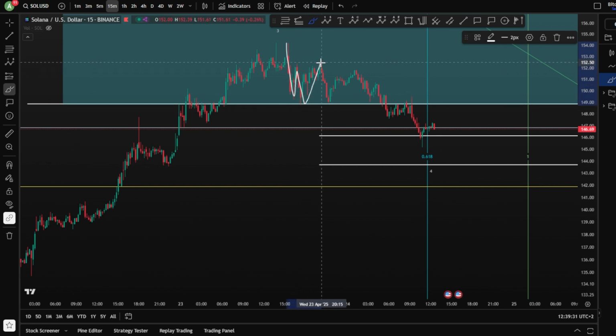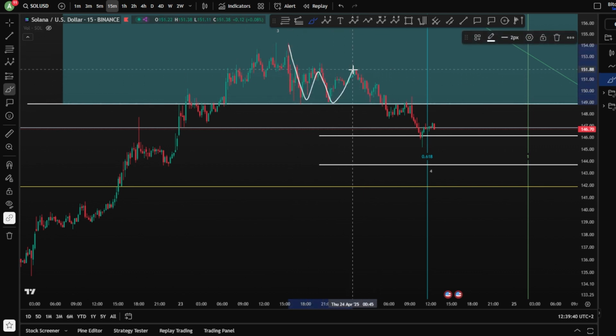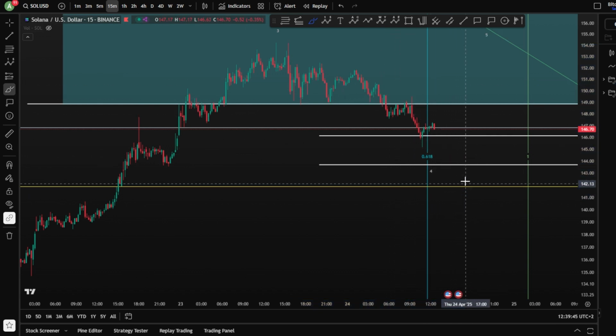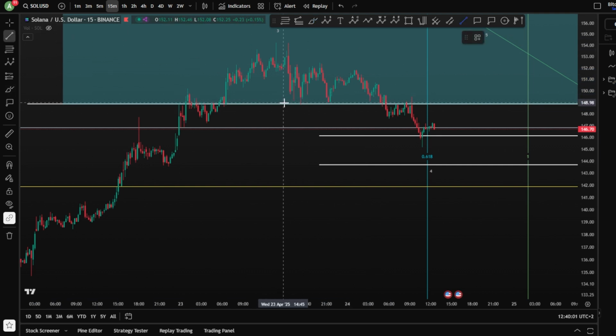So 1, 2, and then 3, 4, and a 5. Okay, here we go. 1, 2, 3, 4, and a 5. Then 1, 2, then 1, 2, 3, 4, and a 5. So you have to be careful, guys. This might turn into an impulse. So potentially you have a zigzag here for a wave 1 correction. You got a potential wave 3. And then, of course, wave 4 and a wave 5, meaning potential leading diagonal is unfolding kind of like here. So we have to be careful. That might be as well kind of a leading diagonal.